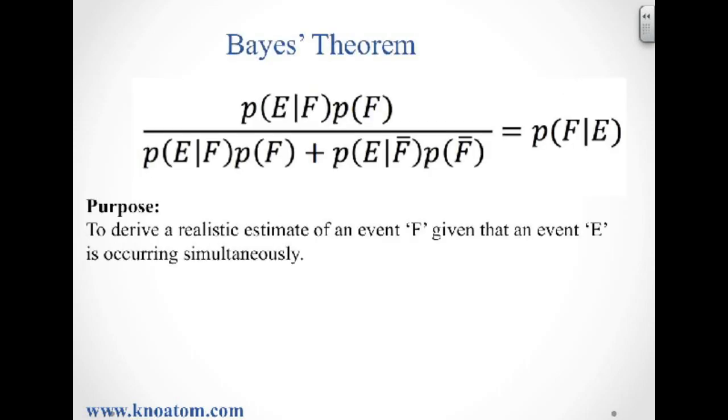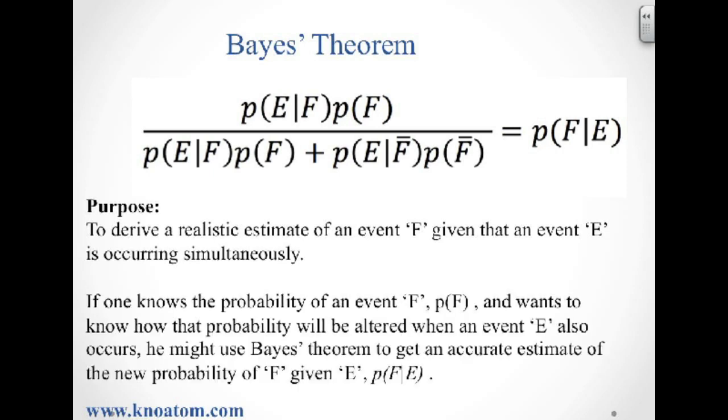Today we'll be discussing Bayes' theorem. The purpose of Bayes' theorem is to find a realistic estimate of an event given that another event is occurring simultaneously. In other words, if one knows the probability of an event F and wants to know how that probability will be altered when an event E also occurs, he might use Bayes' theorem to get an accurate estimate of the new probability, F given E.